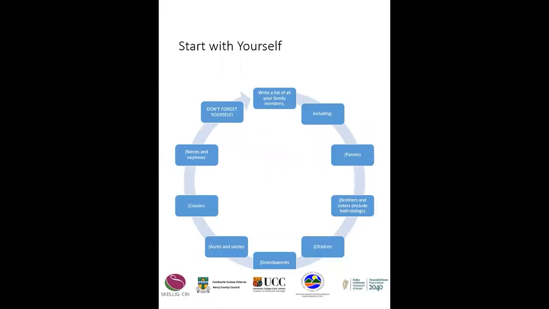But what do we do when we're drawing our own family tree? Well, we write a list of all our family members. We include our parents, brothers, sisters, including half-siblings, children, grandparents, aunts and uncles, cousins, nieces and nephews. And don't forget yourself. So if you'd like to take time for this exercise, start with yourself. Don't forget yourself. Write a list.